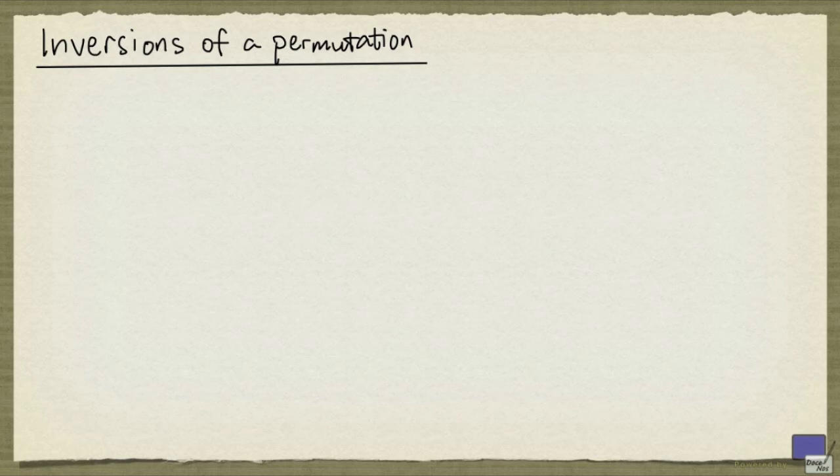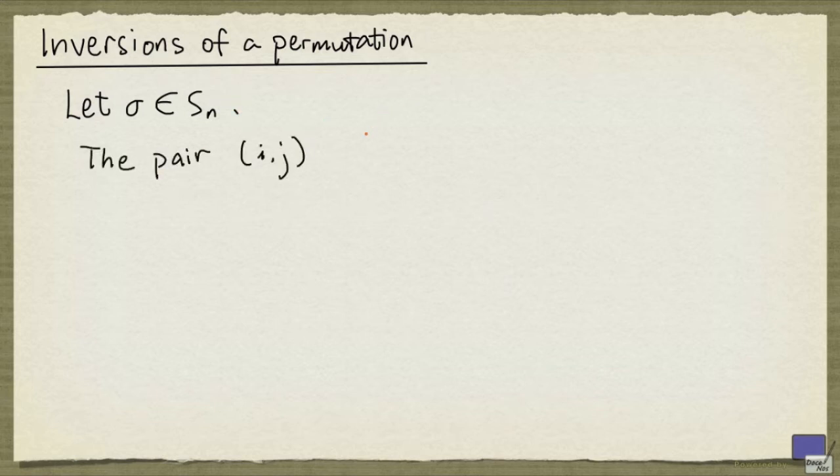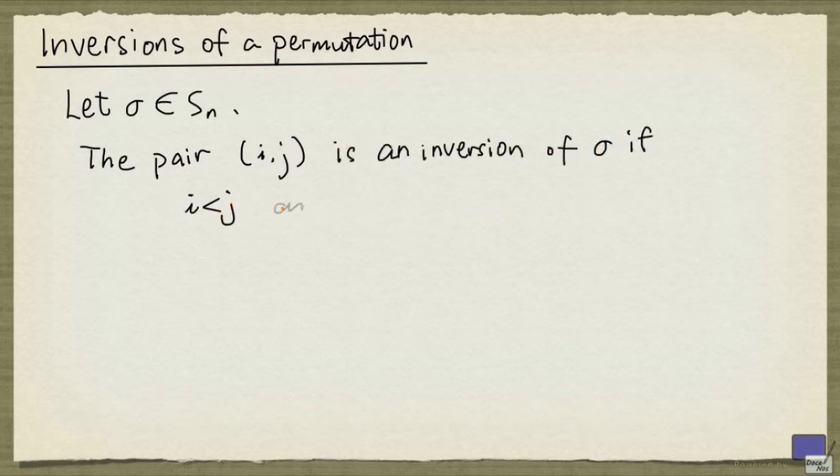We are going to look at inversions of permutations. Let sigma be a permutation of the set 1 up to n. We say that the pair (i, j) is an inversion of sigma if i is less than j and sigma(i) is greater than sigma(j). For example, the identity permutation has no inversion.